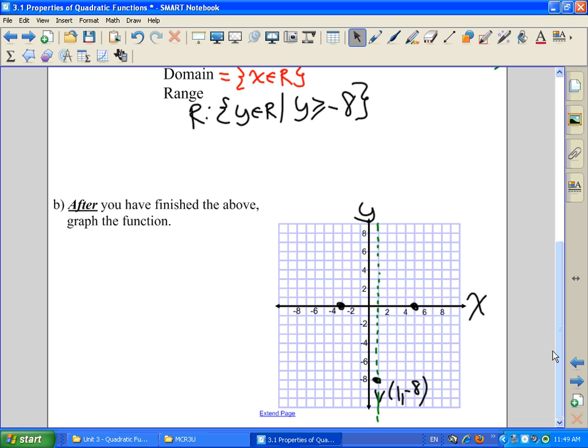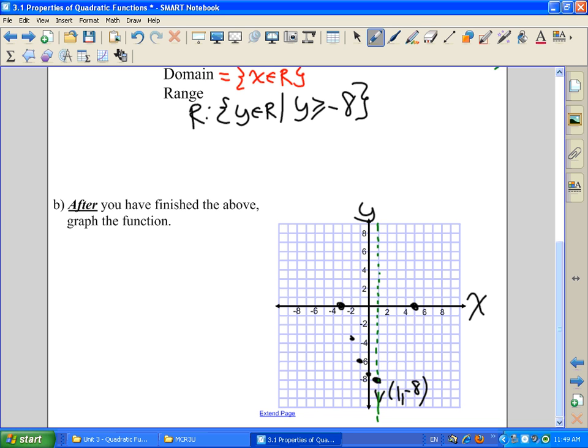Okay, and the other important piece of information that we calculated was the y-intercept. The y-intercept is (0, -7.5), which is right here. And then if you want to finish off, you can check with your step pattern. So as you go over 1, you go up a half because a is a half. Over 1, up 1. Over 1, up 2.5.